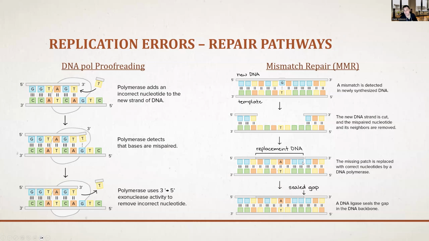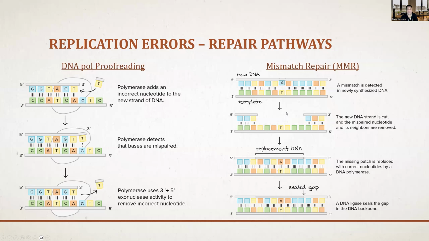So another DNA polymerase comes in, redoes the synthesis process, incorporates the correct nucleotide here. And then you've got that little nick, those two little nicks on either end where the backbone's been cut, and then DNA ligase is going to come in and seal the DNA backbone.